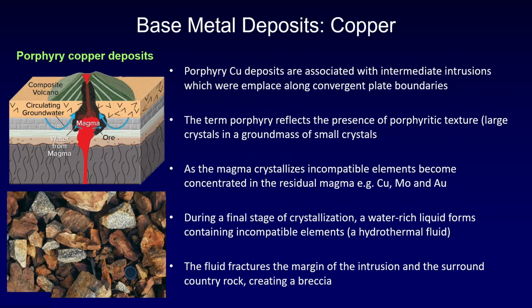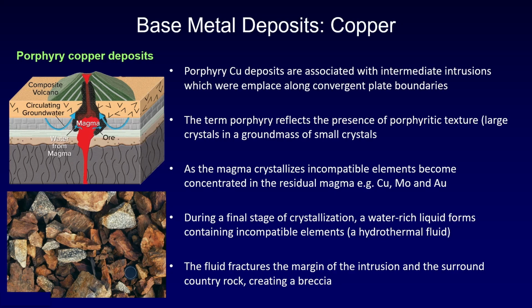Okay, so now we're going to move on to copper deposits, and we're going to start with a group of deposits called porphyry coppers. So porphyry copper deposits are associated with intermediate magmas, intermediate intrusions, which were emplaced along convergent plate boundaries. So porphyry coppers form where you have orogenies going on producing mountain ranges. So these convergent plate boundaries, so ocean-ocean and ocean-continent plate boundaries.